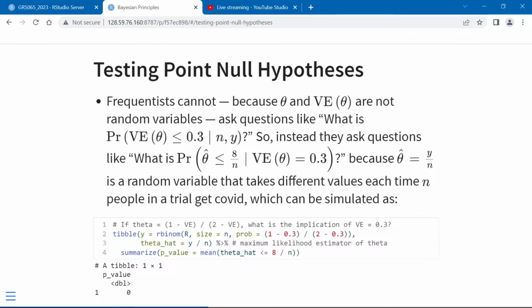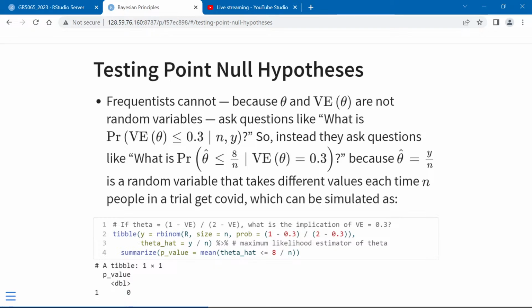But that is a very contorted way of asking a question that switches around everything from the way a Bayesian would ask the question. But we can simulate that. If we invert the vaccine effectiveness function to phrase theta as a function of vaccine effectiveness, it's 1 minus vaccine effectiveness in the numerator and 2 minus vaccine effectiveness in the denominator, we can evaluate the probabilistic implications of the vaccine effectiveness being exactly 0.3.